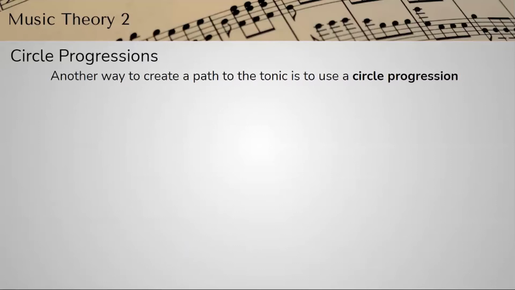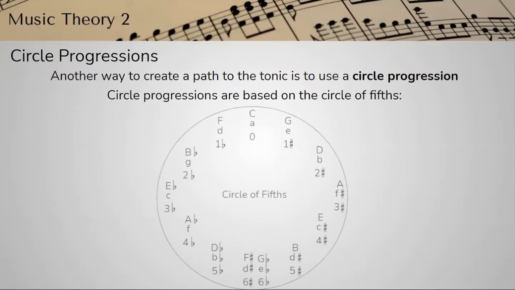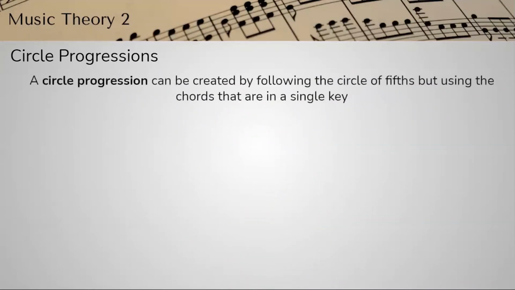Another way to create a path to the tonic is to use a circle progression. And a circle progression is based on our old friend, the circle of fifths. So this is what we use to memorize key signatures. But we don't need to worry about all the other stuff in there to use a circle progression. All that happens is that a circle progression is derived from moving along the edge of the circle of fifths from one note to the next. So let's see how that works.